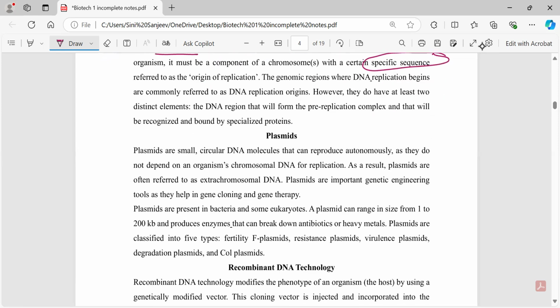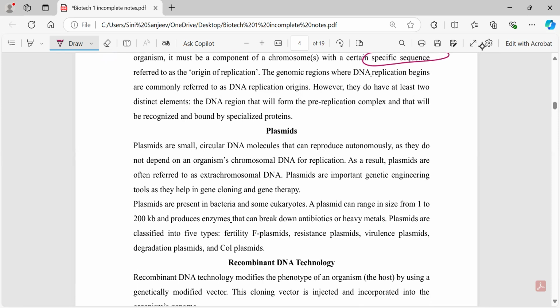Okay, then you have the plasmids. Plasmid means, I already told you, small circular DNA which can reproduce on its own. They don't have to depend upon the host's replicated DNA, because they have the capacity to self-replicate. Hence they are also called extra chromosomal DNA, and it's a very important part of genetic engineering if you have to do gene cloning or gene therapy. So you usually isolate these plasmids in bacteria, and a few eukaryotes also have plasmids.